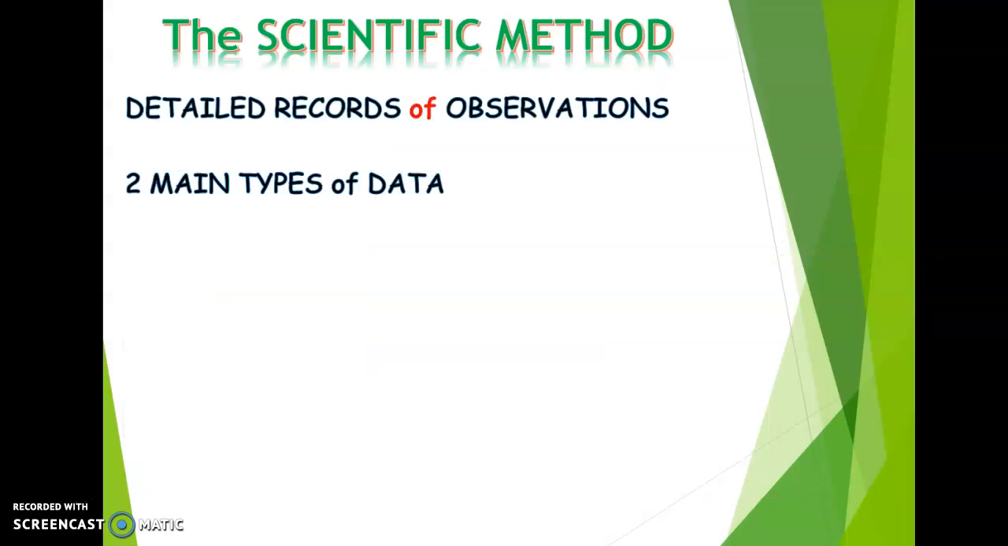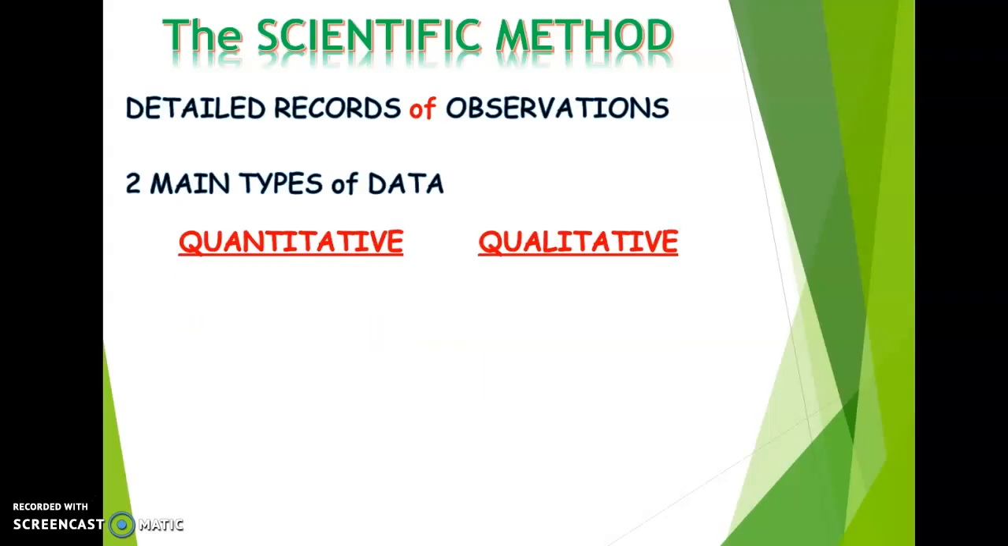Now, whenever doing an experiment, it is very important that you make detailed records of your observations. You should be writing down everything that you observe. Now, there are two main types of data that we can be collecting or observing while we experiment: quantitative and qualitative.